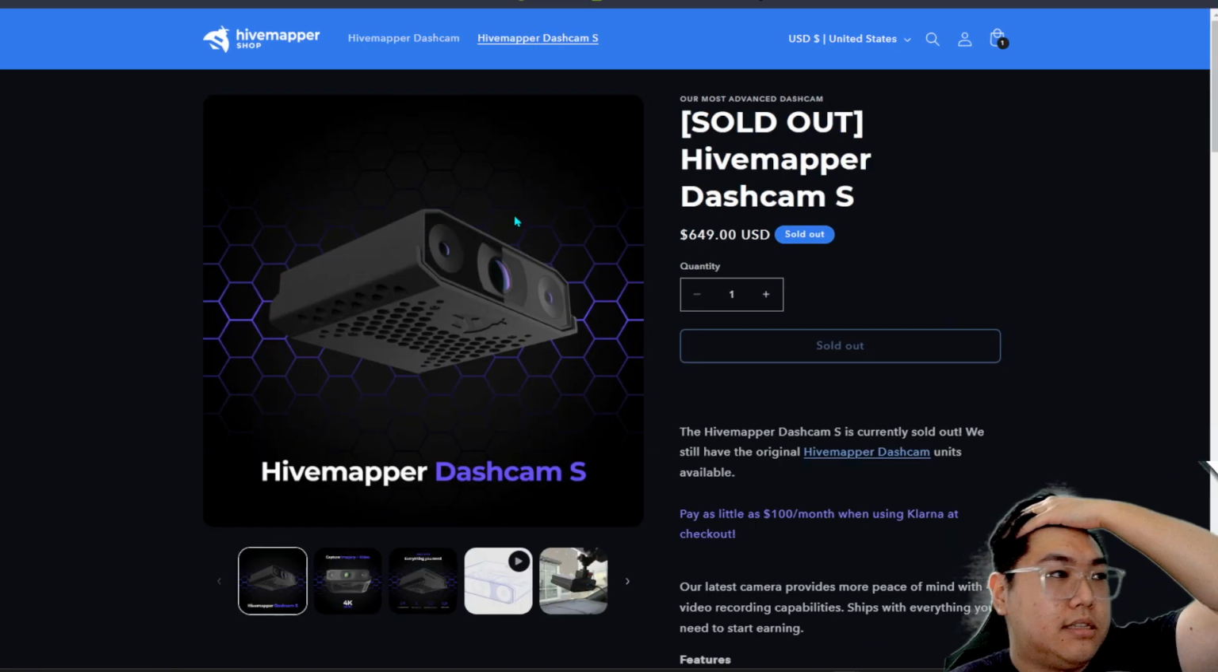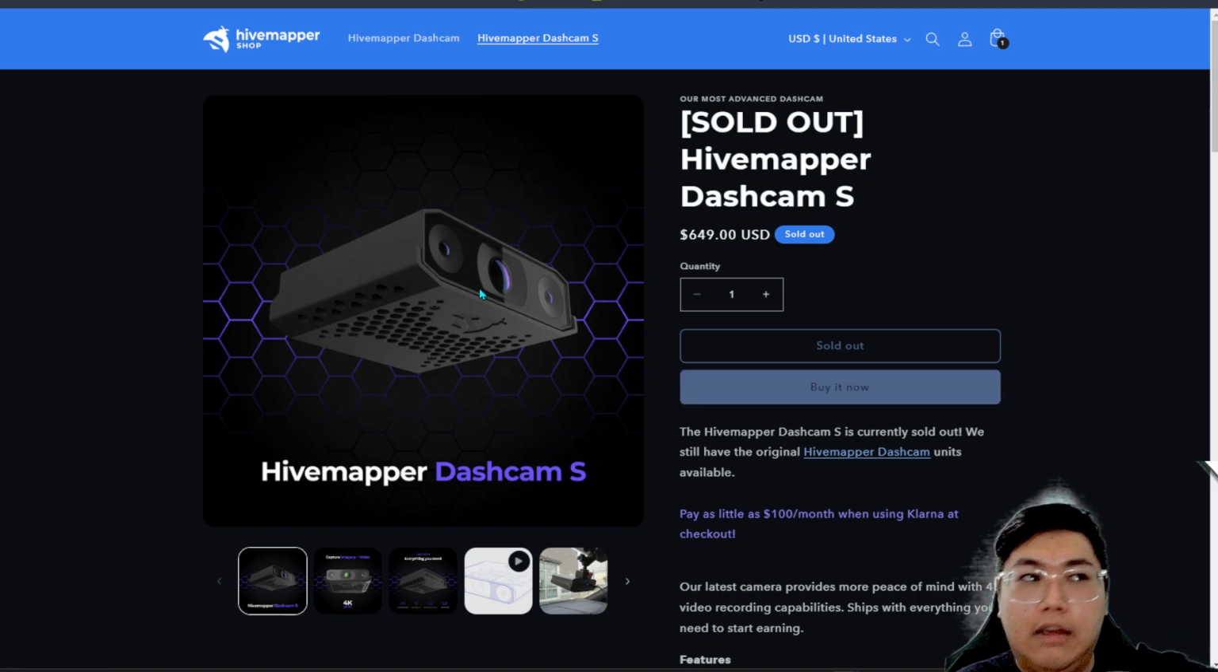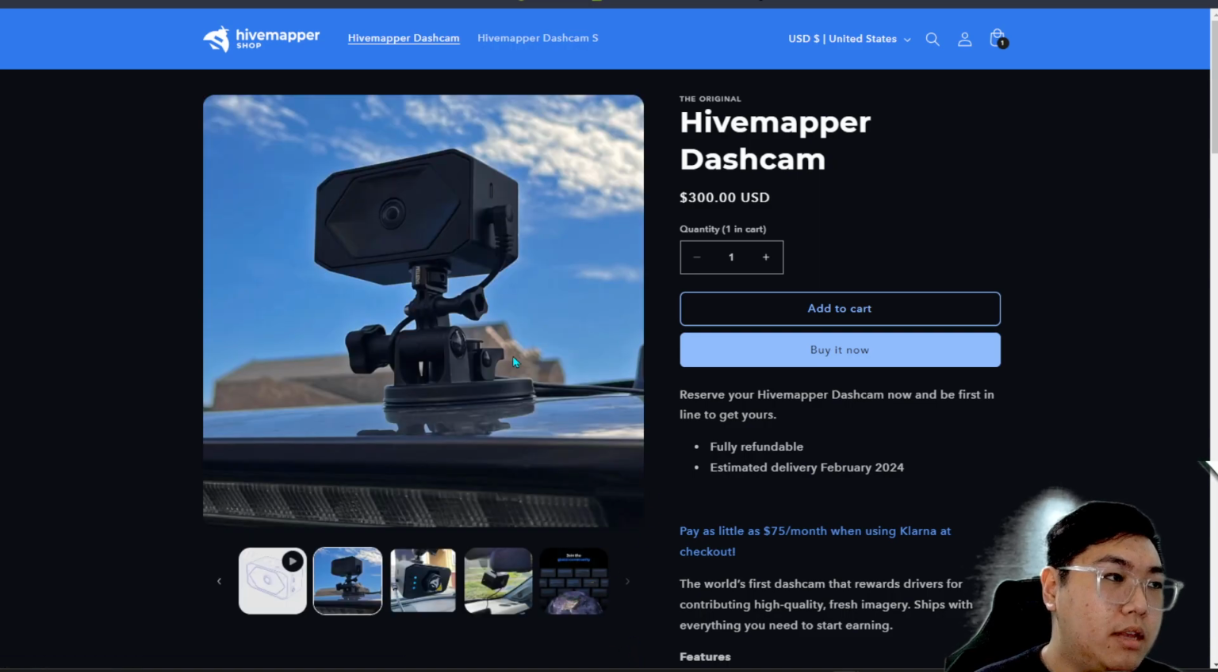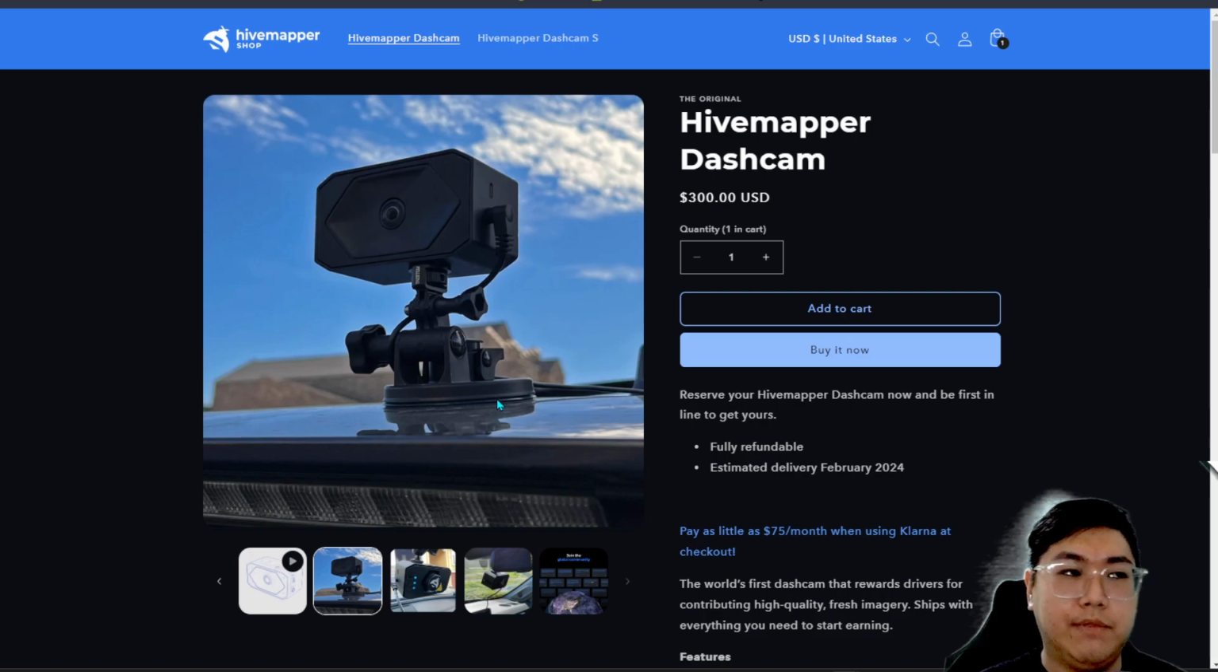The dashcam S itself is much more sleek, and of course, I totally love it. But unfortunately, I just went with the normal version dashcam to basically start mapping. And of course, I would say if you're buying this, I would recommend you to go to Amazon or whatever website to buy a suction cup mount, because the mount that they give you by default is using a 3M sticker.